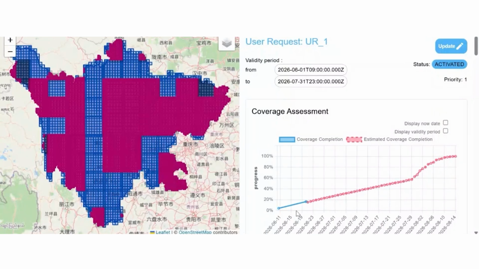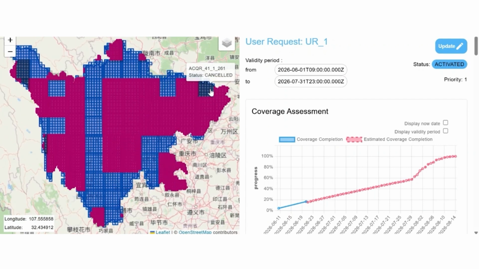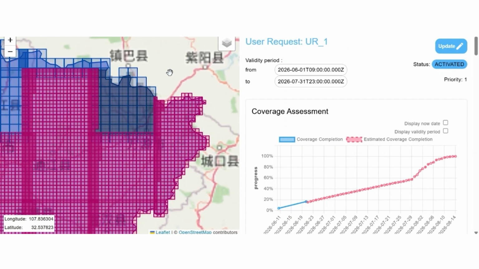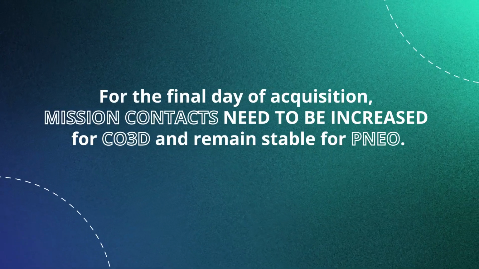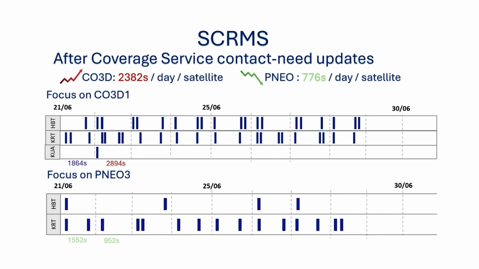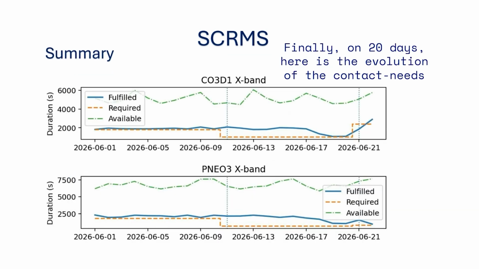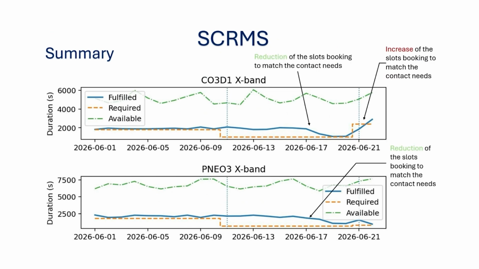Following the validation run, the state of both the coverage service and the SCRMS is analyzed to confirm correct interaction. Within the UAS simulator, the user request shows approximately 20% total coverage, with several programming requests cancelled and redispatched to alternative mission chains. On the final day of acquisition, contacts thus need to be increased for CO3D while remaining stable for Pleiades Neo. The resulting graphs show the evolution of contact needs for both constellations. The close alignment between required and booked durations confirms that the communication plan remains optimized throughout the scenario.